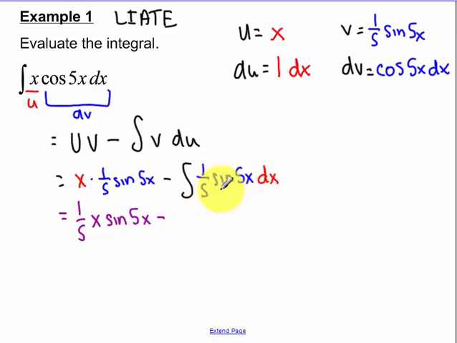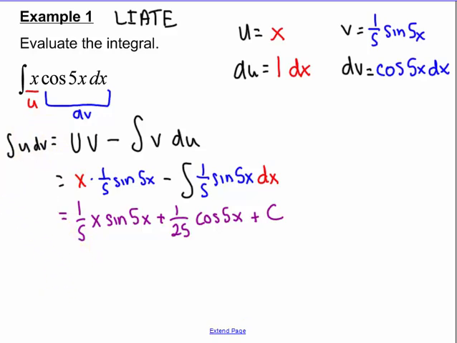Now you have to integrate this. Again, it's another u substitution. What function's derivative is sine? It's the negative cosine of 5x. Remember, you need the reciprocal out front, plus c. So that's the integral of this craziness. Okay, because remember, here we had the integral of u dv.